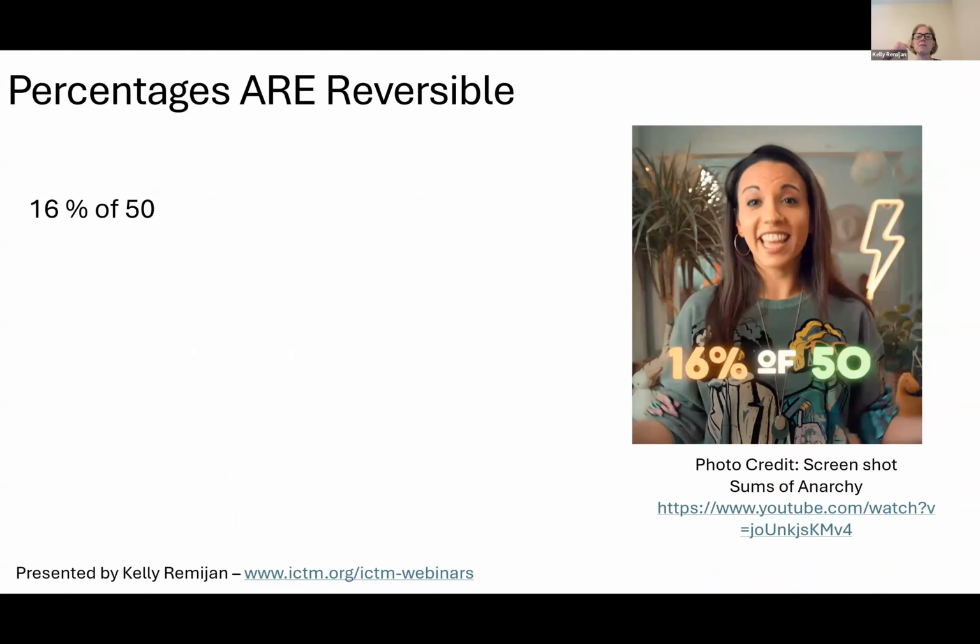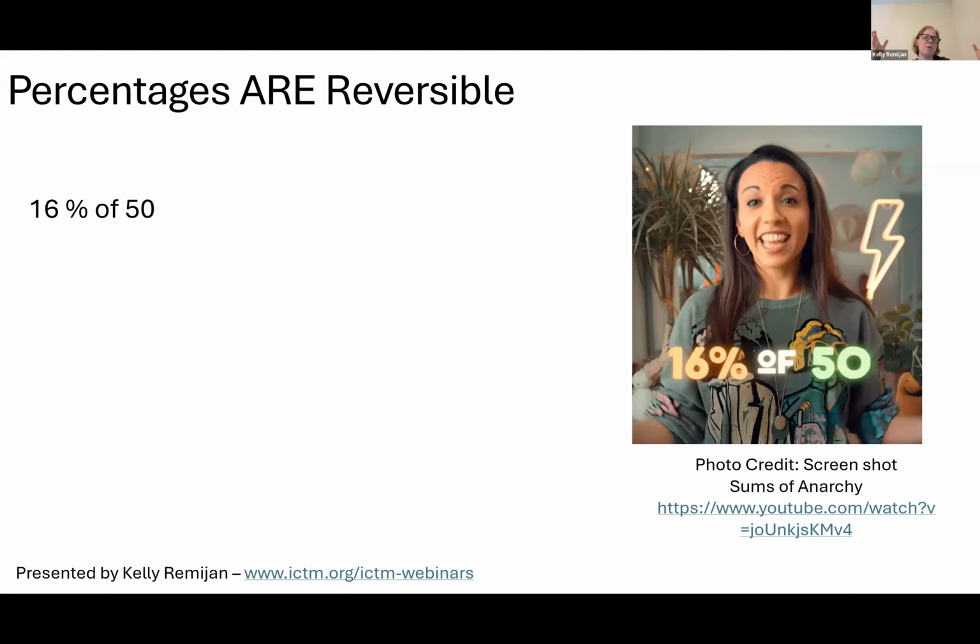Now, also with Sums of Anarchy, this is something that I really never thought about until I saw this. And I'm like, oh my gosh, why haven't I ever said this before or even thought about this? And that is that percentages are reversible. And I love this because it brings in other concepts, instead of just, okay, this is how you find percentages. It allows students to think differently. Why can we say percentages are reversible?